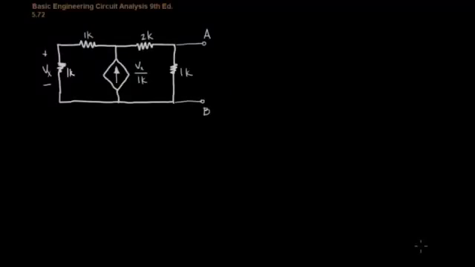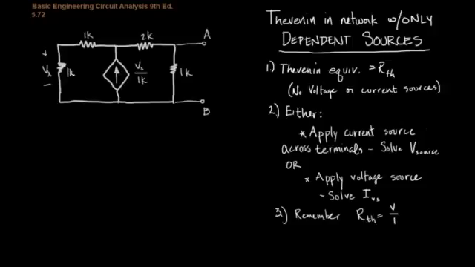Okay, let's look at one last case of a Thevenin equivalent circuit. In this particular example, we'll cover the last type that we haven't seen yet, which is a network that has only dependent sources. When you have that situation, you follow a slightly different procedure. There is no voltage or current source in the Thevenin equivalent.